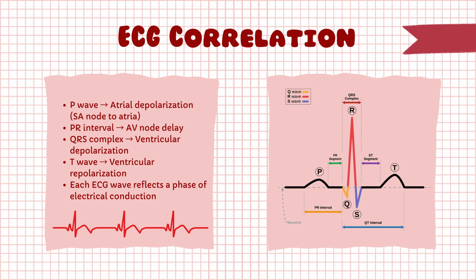This includes conduction through the bundle branches and Purkinje fibers. Finally, the T wave shows ventricular repolarization. Together, these components provide a full picture of the heart's electrical activity in real time.